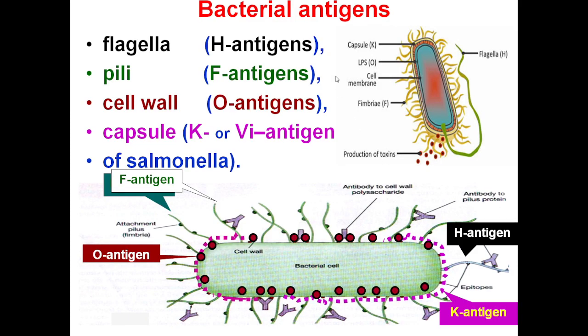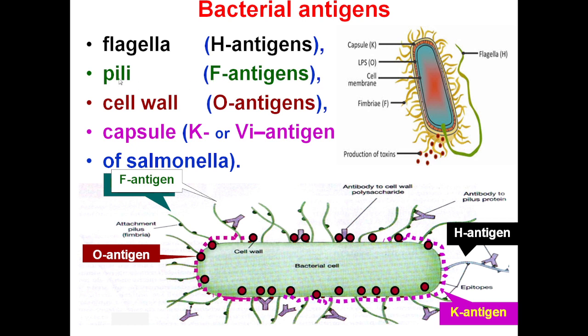Some words about bacterial antigens. Bacterial antigens traditionally are named by the following letters. H antigens are antigens of the flagella, of the protein flagellum. What you see, bacterial cell, the upper bacterium has one flagellum, the lower bacterium has many flagella. H antigens are antigens of flagellum.